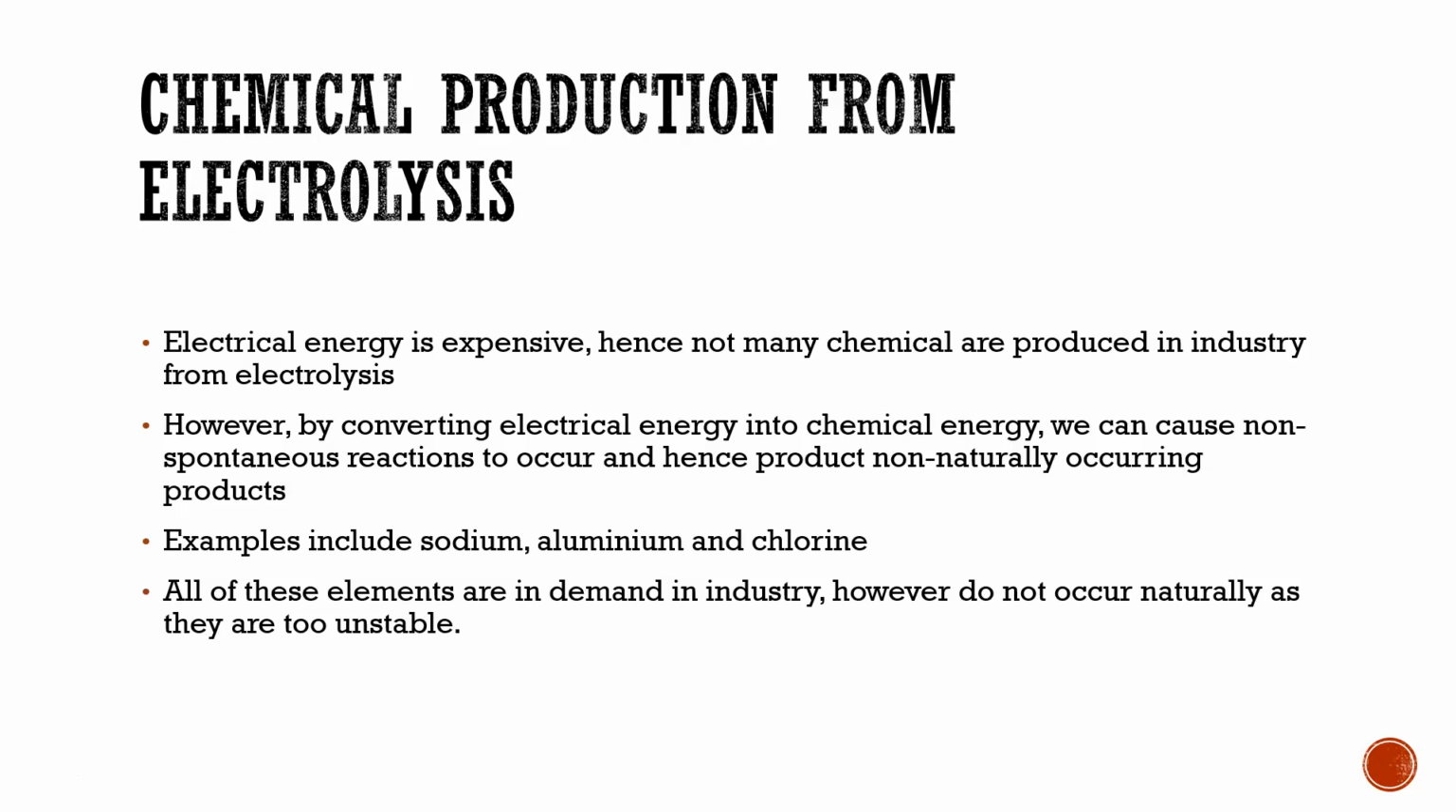Okay, so remembering we're converting electrical energy into chemical energy to cause non-spontaneous reactions to occur. And this means that the products are non-naturally occurring products, ones that we can't mine or find naturally in our environment. These include things like sodium metal, aluminium, and chlorine, all of which are a bit too reactive to find in their non-oxide forms in the Earth's crust. So all of these elements are in demand in industry for quite a large array of purposes. Because they don't occur naturally, we have to be able to synthesize them or produce them on an industrial scale.